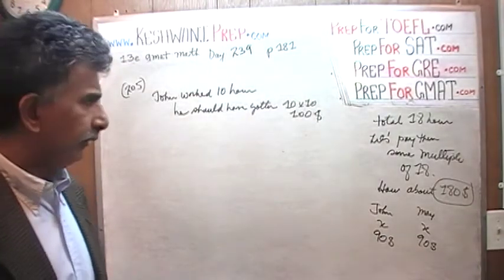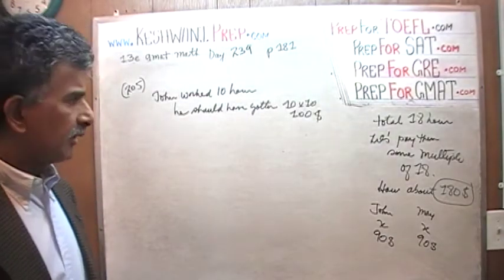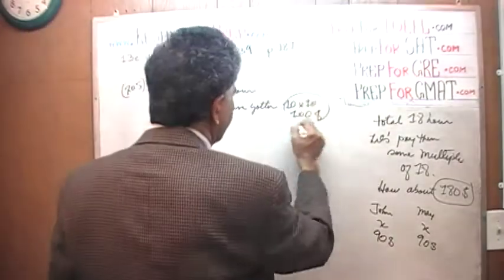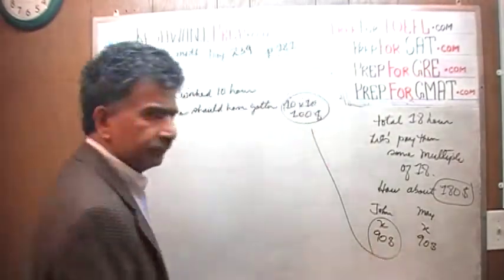You're not going to write everything out. You just have to think. You should have gotten $100. Instead, you only got $90.